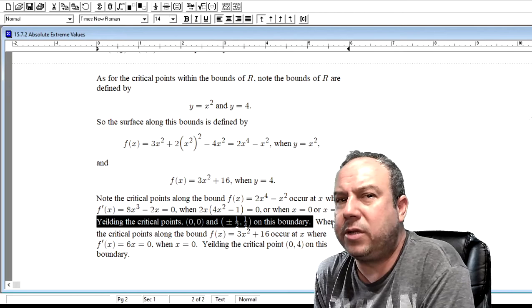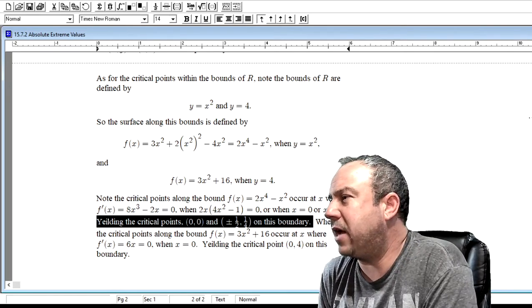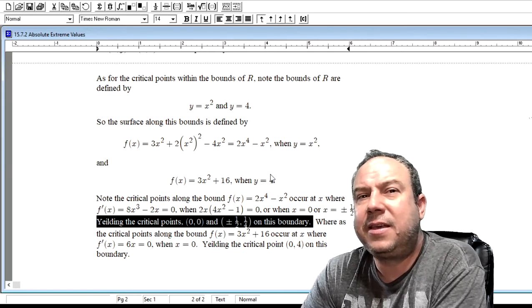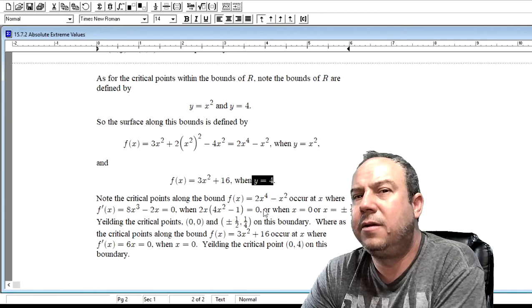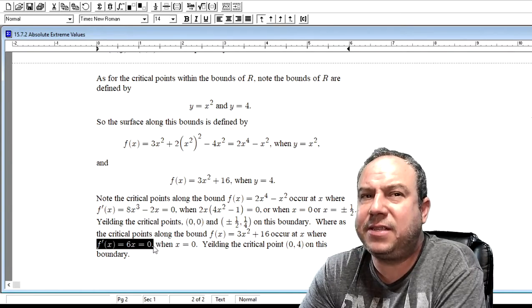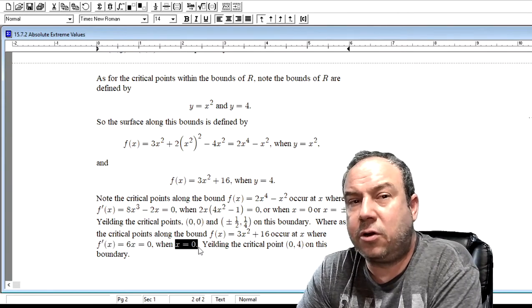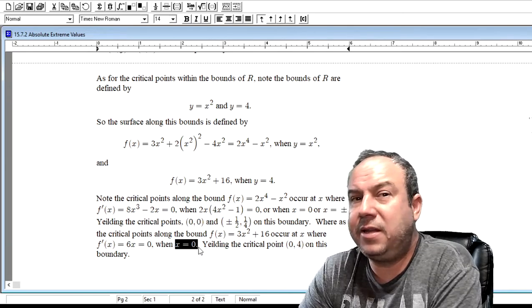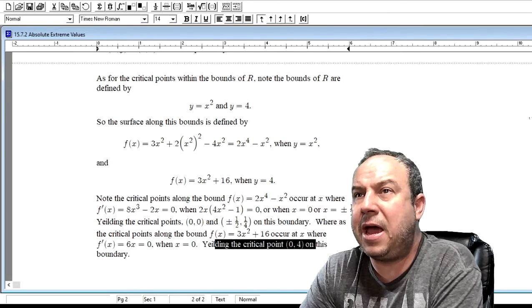Whereas the critical points along the bound of f of x equal to 3x squared plus 16, the case for being on the bound where y equals 4, right? These critical points occur when f prime of x, in this case 6x, equals 0, which occurs when x equals 0, yielding the critical point 0, 4 on this bound.